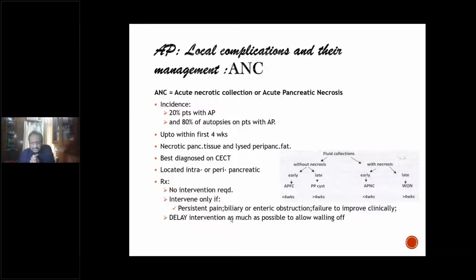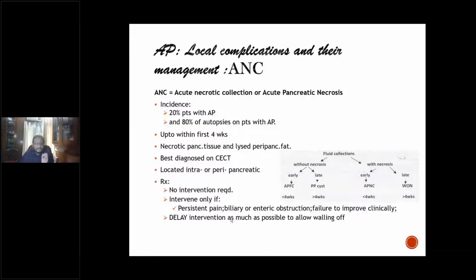So, what is the message that we get from this? The message is that within the first 4 weeks, any collection in and around the pancreas, whether it is a fluid collection or a necrotic collection, should best be left alone, not tampered with, unless it becomes a dire emergency to do so, depending upon whether it has become symptomatic or infected. These are the only scenarios where you'd like to touch these collections within the first 4 weeks, whether it is with necrosis or without necrosis.